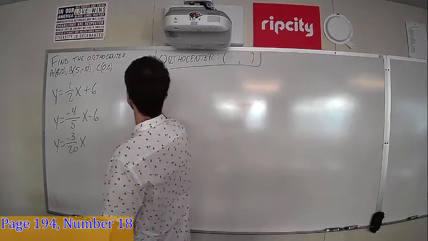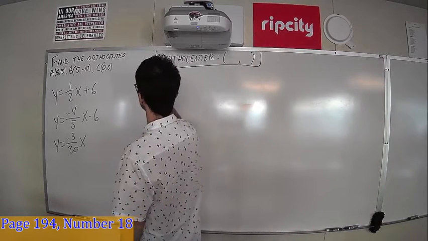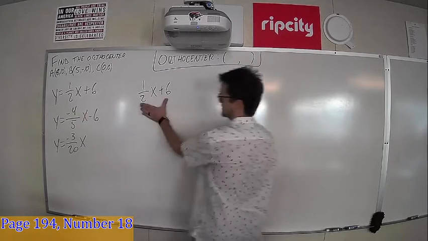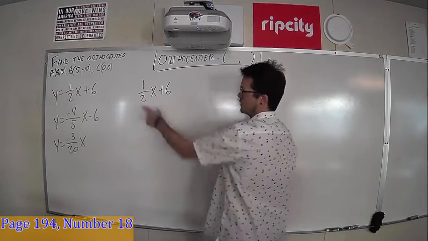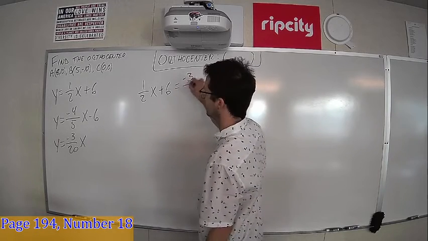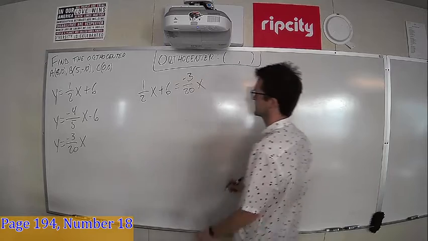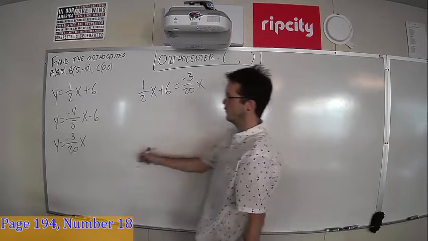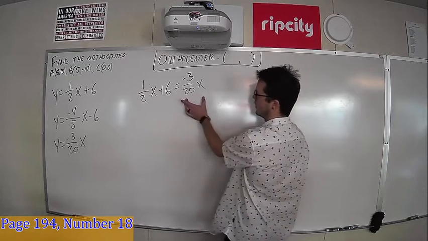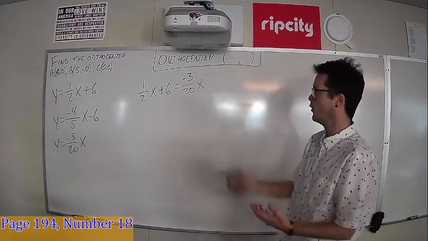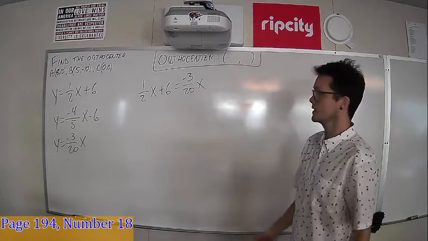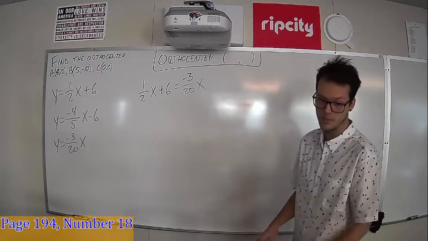So I'm going to set 1/2 x plus 6, which is just the right-hand side of this. This has a value of y, according to our equation. I'm going to set that equal to negative 3 over 20x, which also has a value of y according to this equation. So essentially, we're just saying y equals y, but in this form, these 2 expressions have the value of y. So we can manipulate this thing, solve for x. That's our game plan right now.